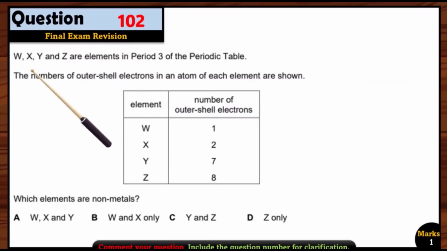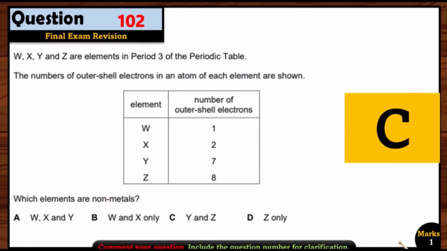Question 102. W, X, Y, and Z are elements in period 3 of the periodic table. The number of outer shell electrons in an atom of each element is shown here. Okay. Which elements are non-metals? So if they have more electrons in their outer shell and the number is more than 4, then it means they are non-metals. So Y and Z are the non-metals here. That is C. So option C is correct.